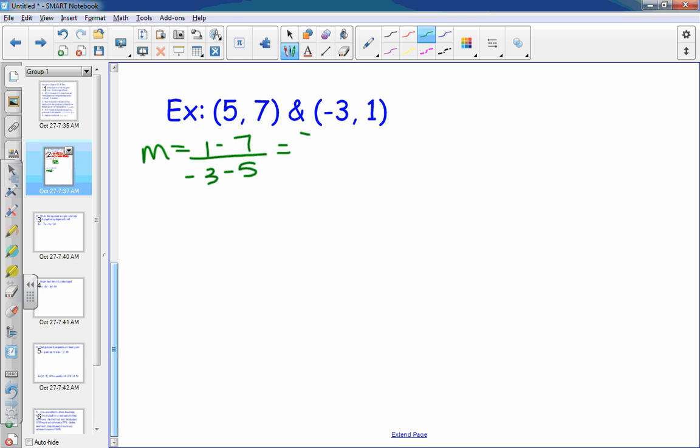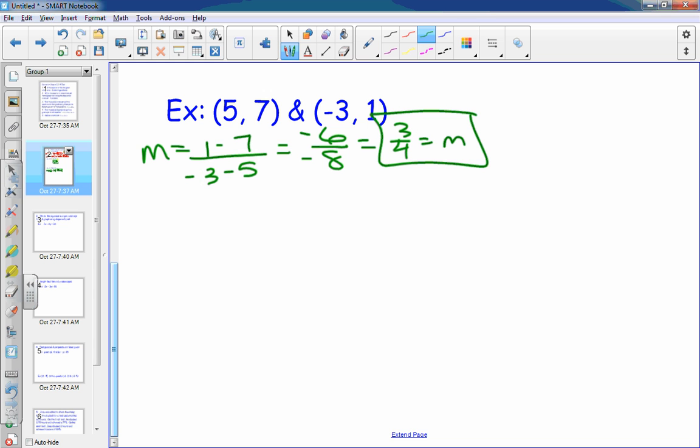1 minus 7 is negative 6. Negative 3 minus 5 is negative 8. What is negative 6 over negative 8 reduced down to? Positive 3 over 4. That's your slope. Now, pick a point. Which point do you want to use?